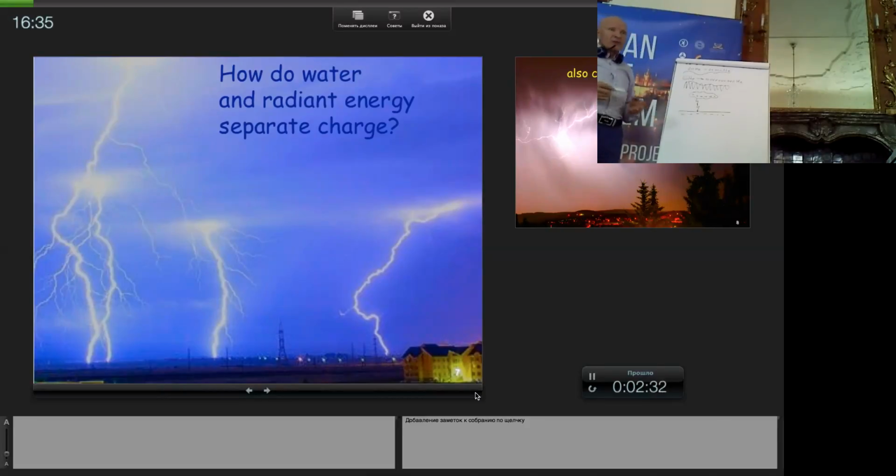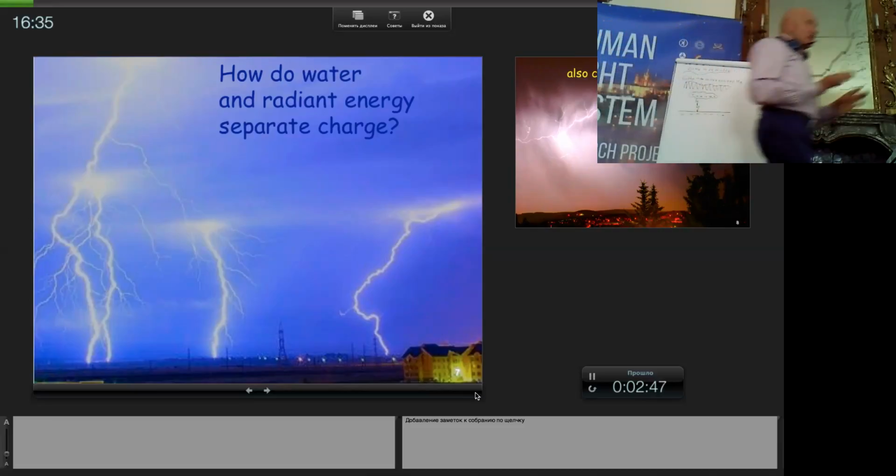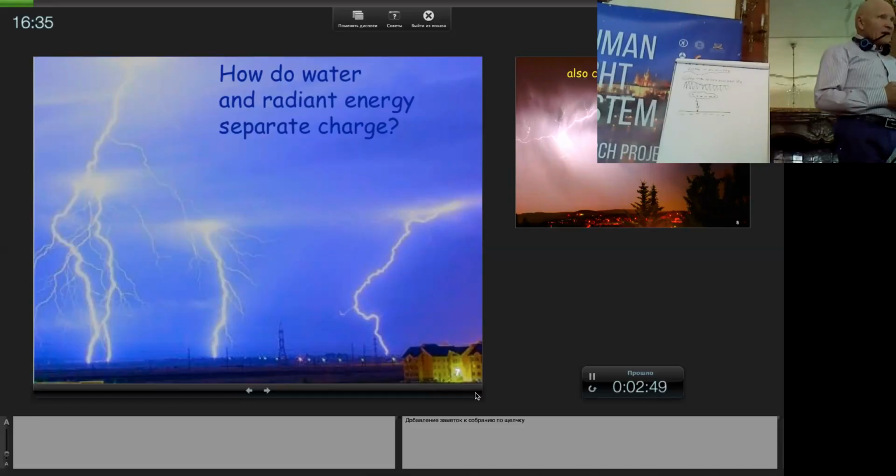So why don't we have lightning from every cloud? Why? Why sometimes do we have lightning from some clouds, and from some clouds we don't have it? Why? There is no answer in modern science.